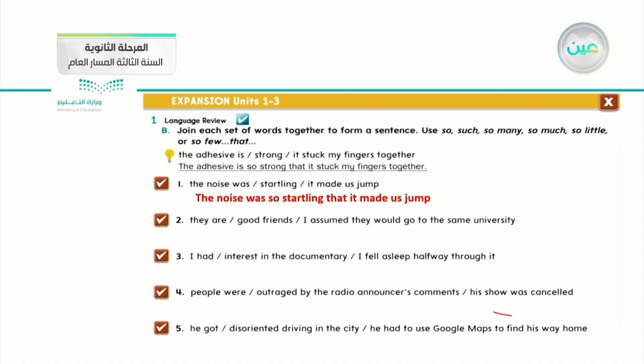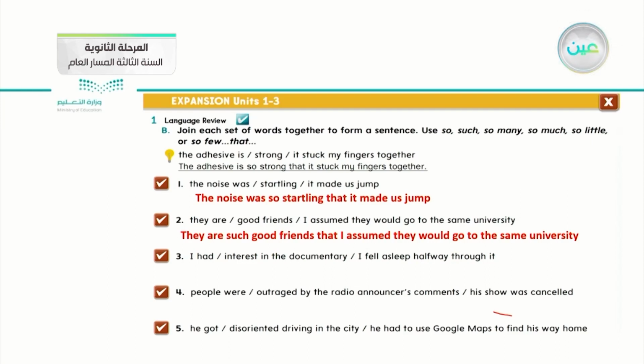Let me move to the second one. They are good friends. I assumed they would go to the same university. Where do you think the cause and the effect are in this sentence? When I say they are good friends, I think it's the cause, and I assumed they would go to the same university is the effect of it. How can I apply this expression? They are such good friends. Because they are such good friends, what happened after that? I assumed they would go to the same university.